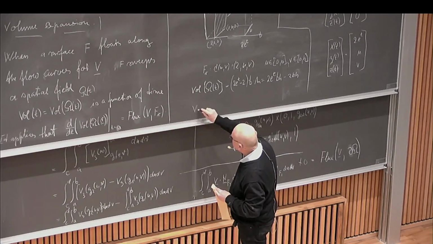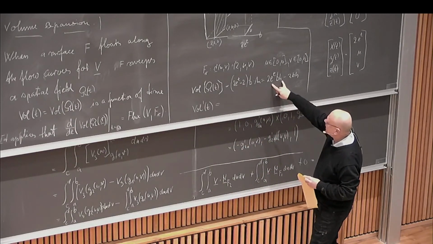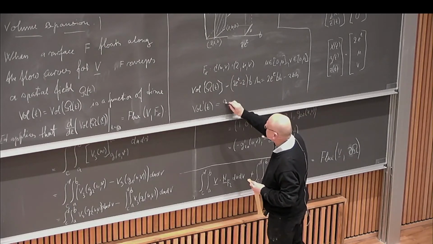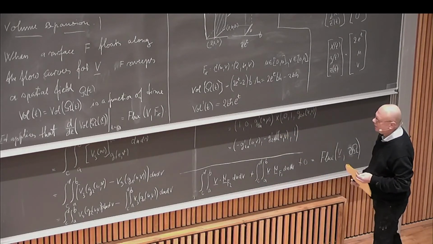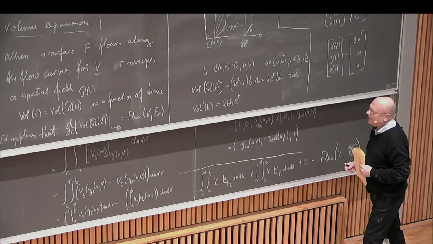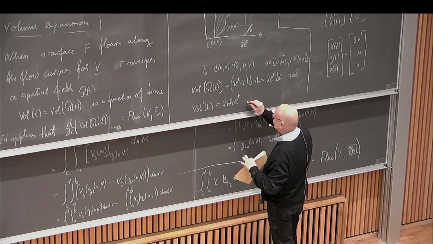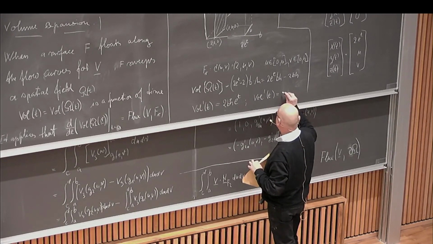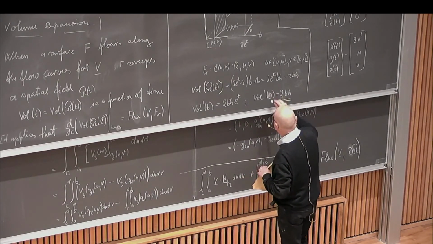If I then take the derivative of this volume with respect to time, this is the constant, so that is 0. Here I get 2bh e^t. And if I evaluate this at 0, then I get 2bh. Oh, at 0, of course.